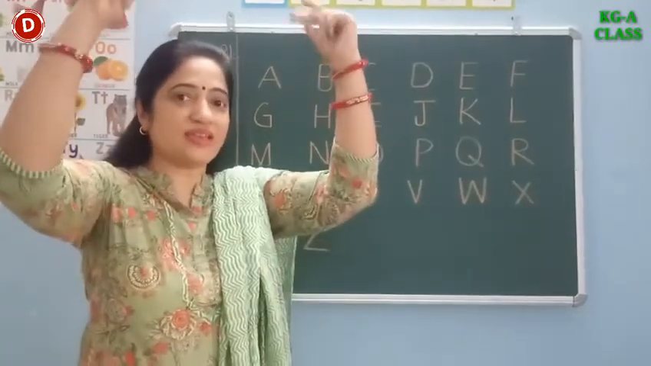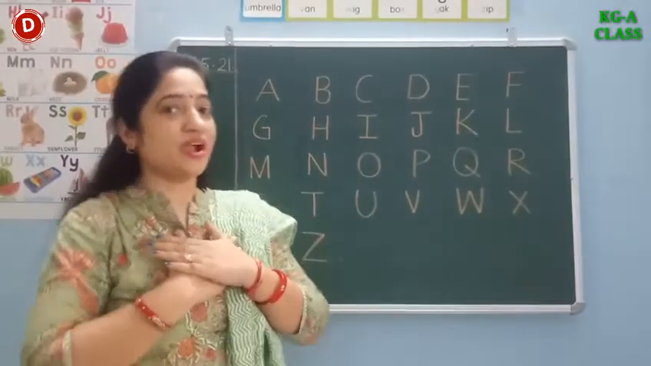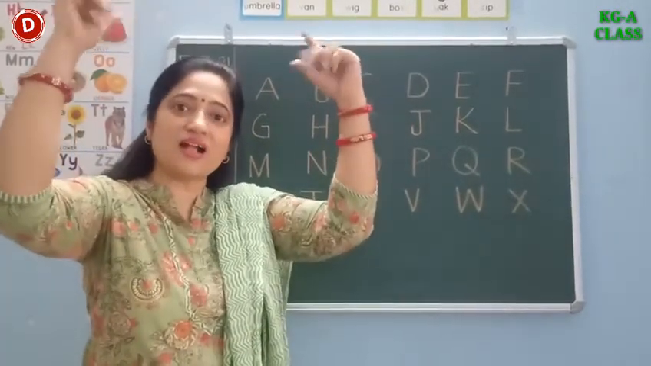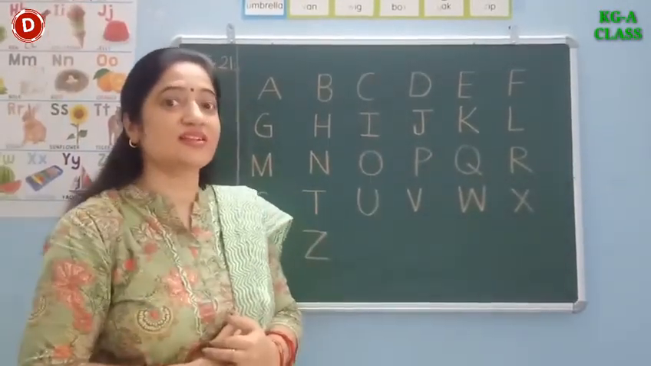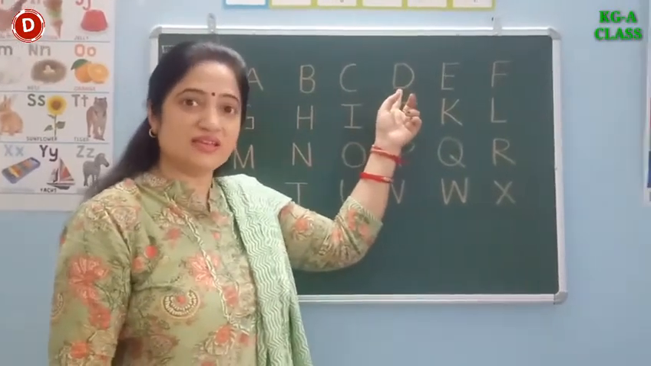We are clicking castanets, ka. We are clicking castanets, ka. So C says ka. Now children, D.